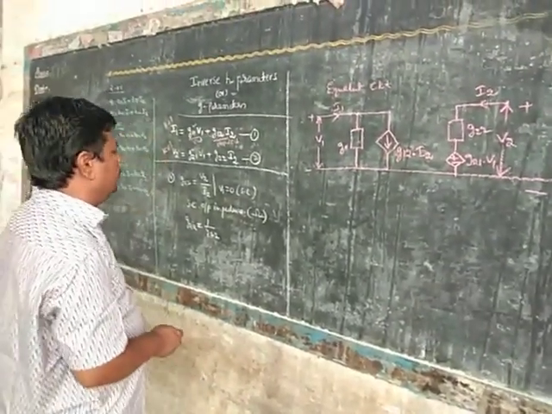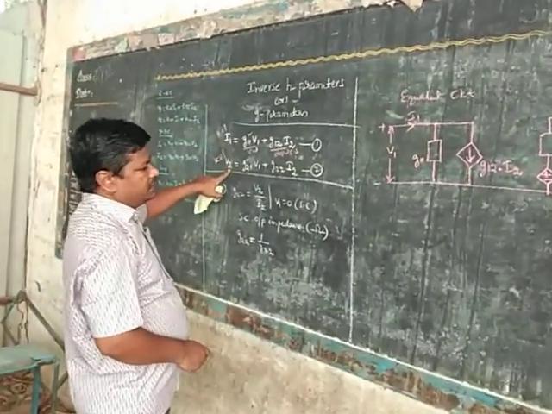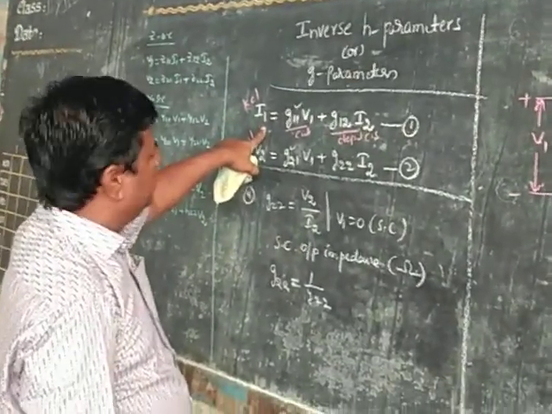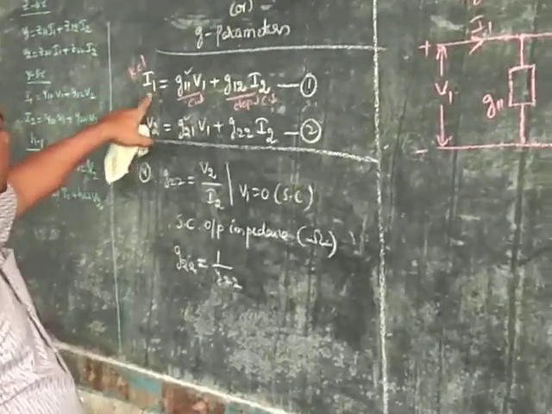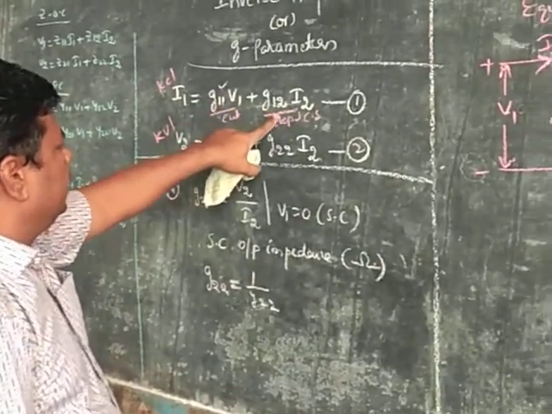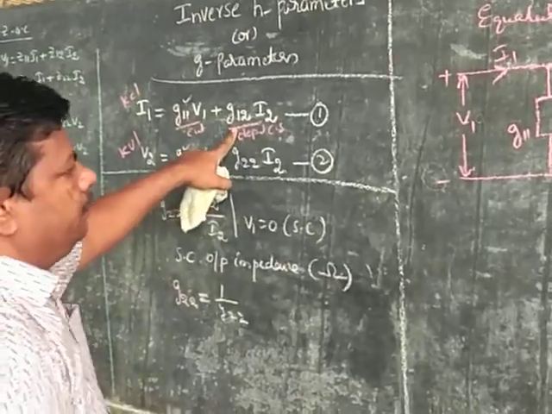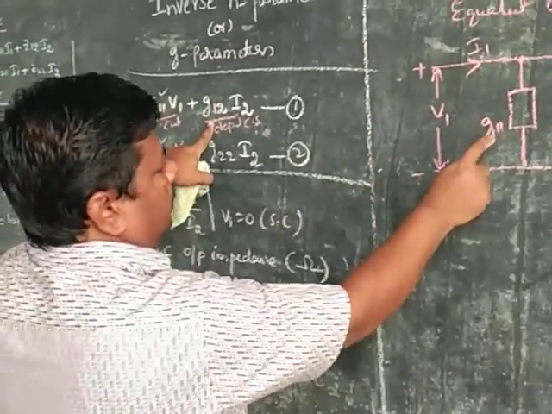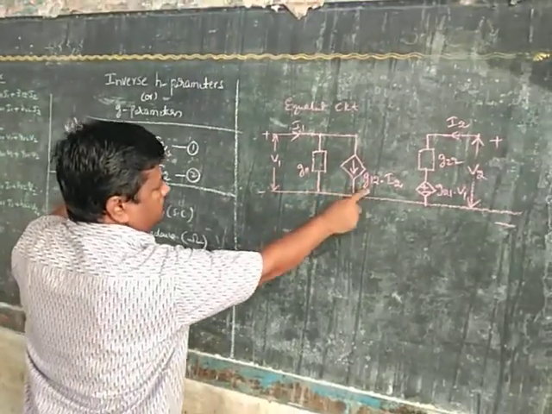Once again, how to draw the equivalent circuit model. Always remember these two equations. First one is I1. I1 is current. So apply KCL. This is incoming current, and these two are outgoing currents. Incoming current is equal to the sum of outgoing currents. So I1 is equal to G11 into V1 plus G12 into I2.